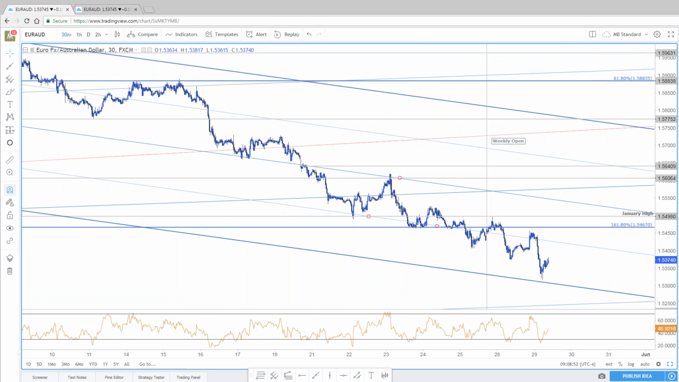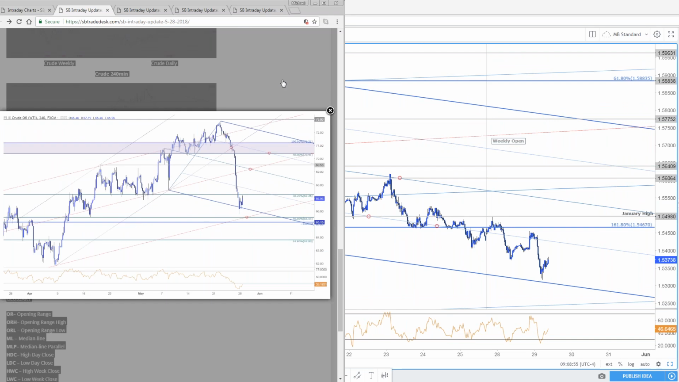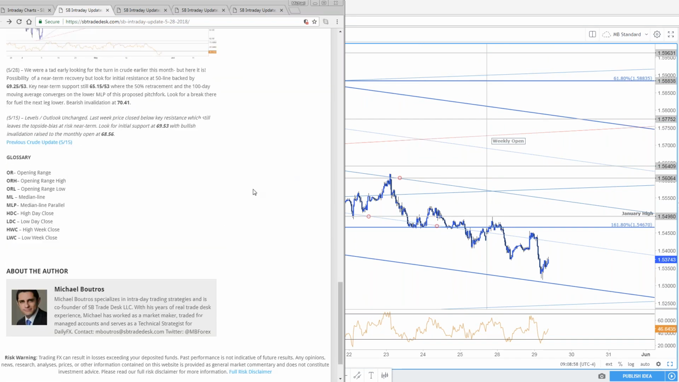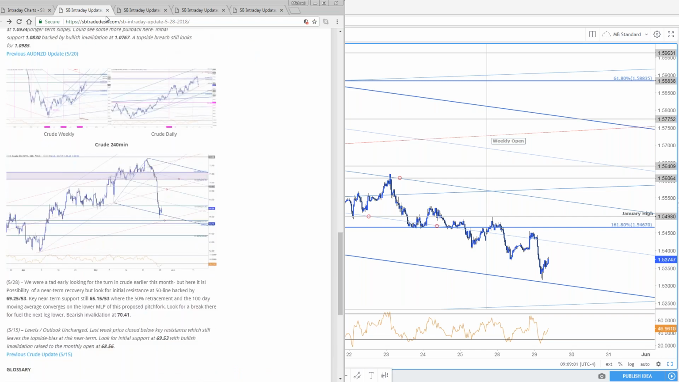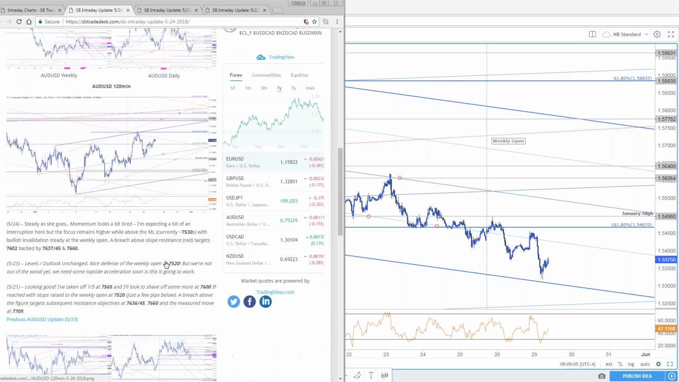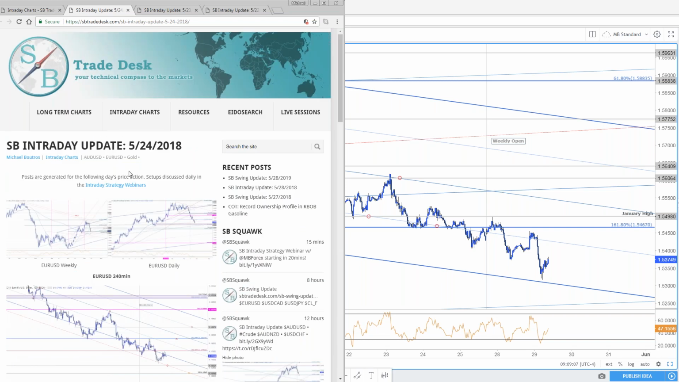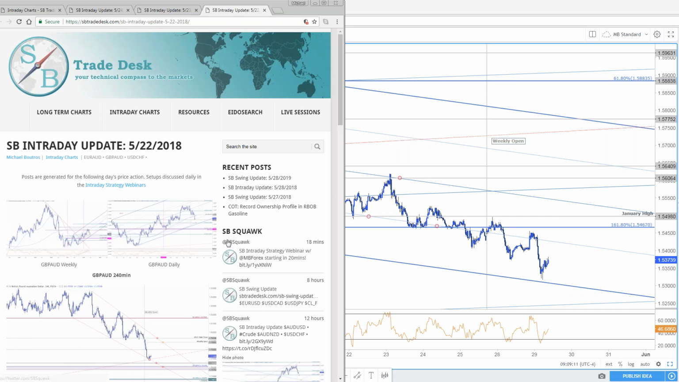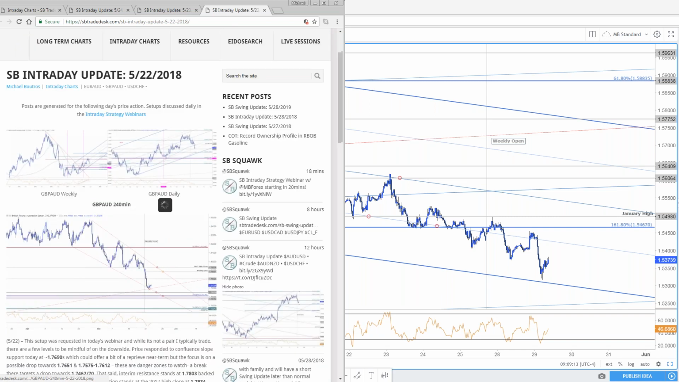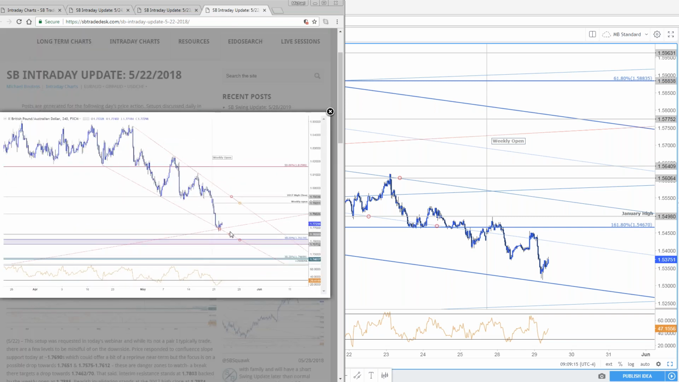So Pound Oz, I do want to talk about Pound Oz because it's something that we covered here in the intraday charts. And we're now into that last final target of support. Pound Oz. Here we go. Okay, so we're on that last big zone of support. Recall this thing was breaking down last week like no one's business.